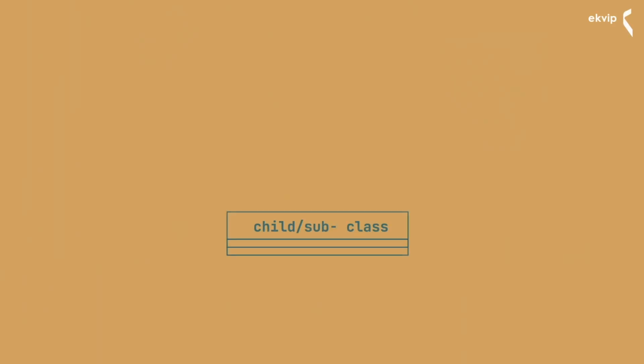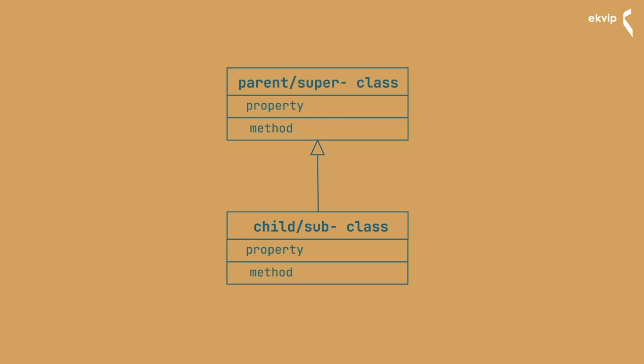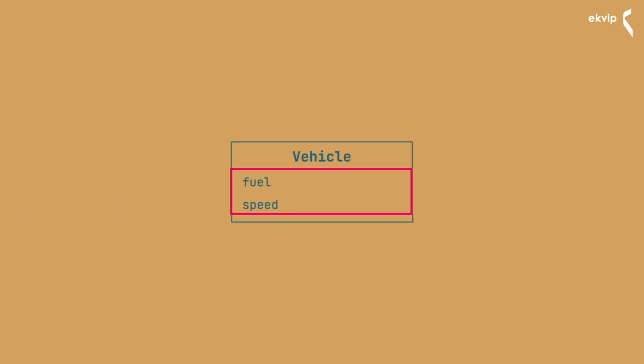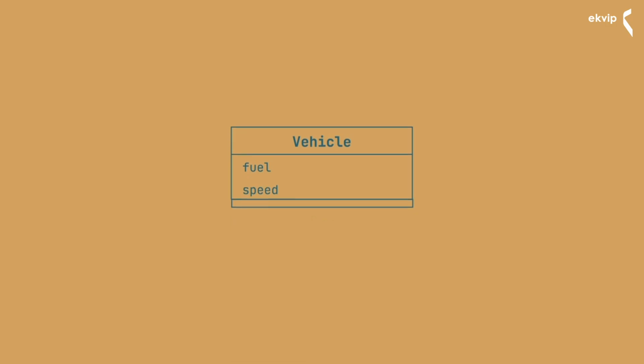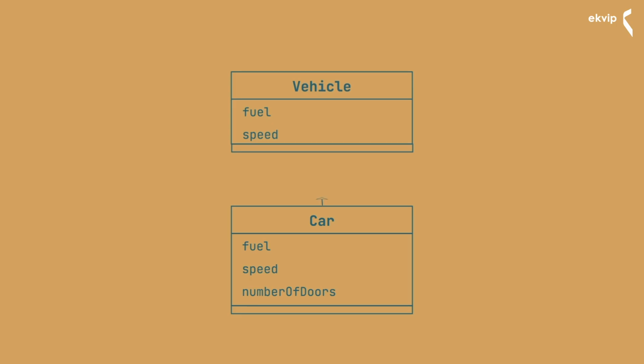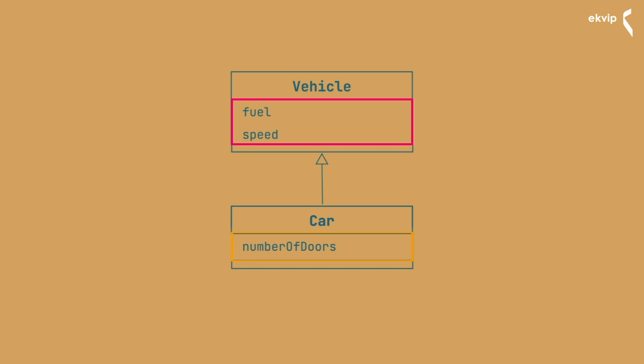At its core, inheritance is a way for one class, called a child or subclass, to inherit the properties and methods of another class, called the parent or superclass. It's like getting a blueprint from your parent class and building on top of it. Exactly. For example, let's say we have a vehicle class. It might have general properties like speed and fuel. Now, if we create a car class that inherits from vehicle, it gets all those properties for free. But we can also add new stuff specific to car, like number of doors.